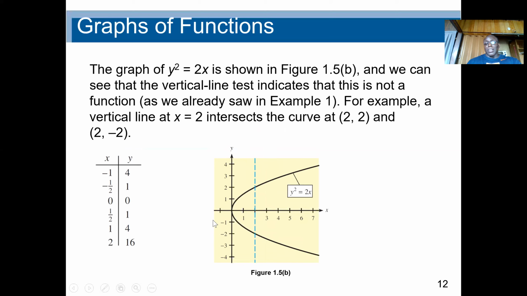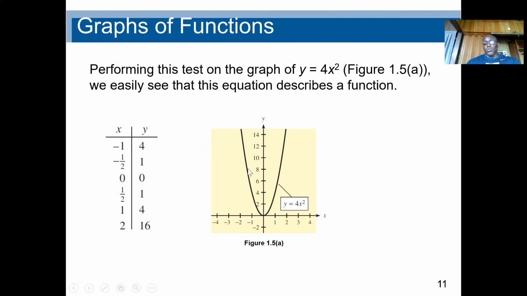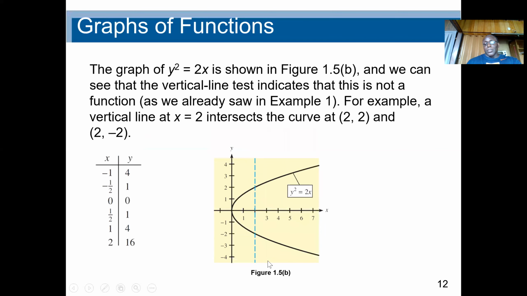We use the vertical line. So I draw the vertical line through the graph. I can see that it intersects twice. So if it intersects twice, that means this is not a function.